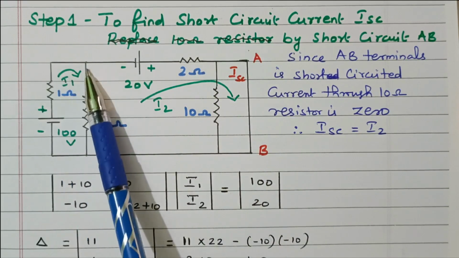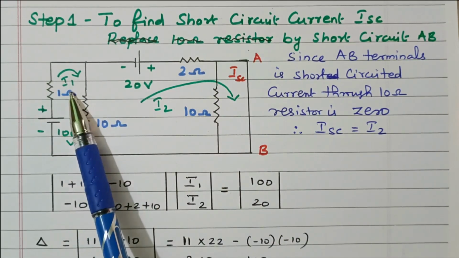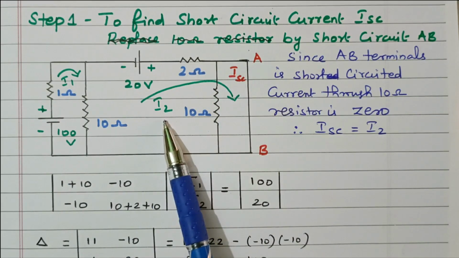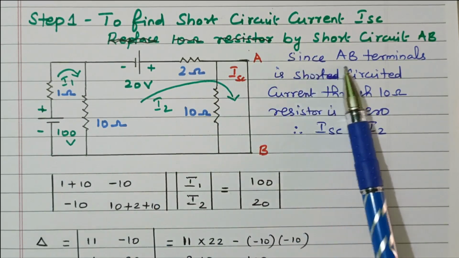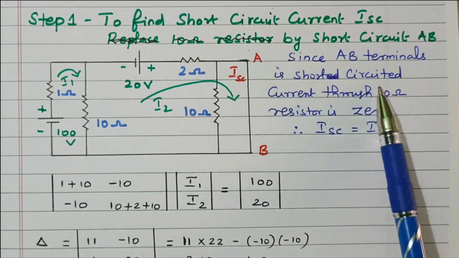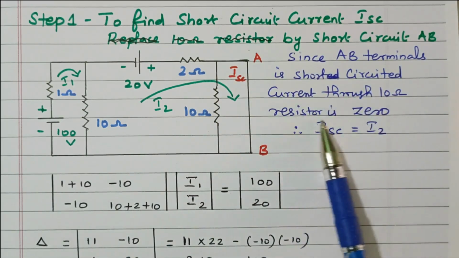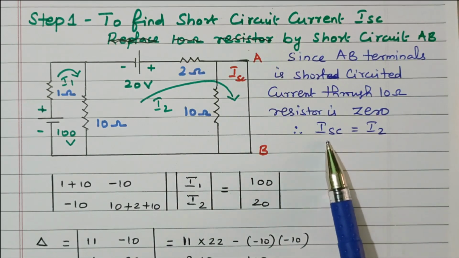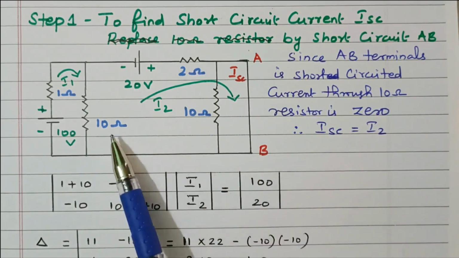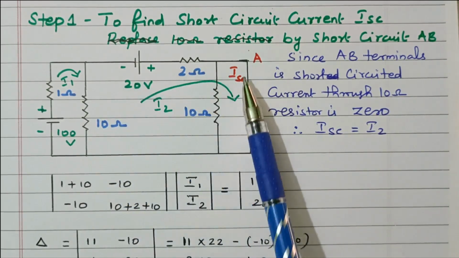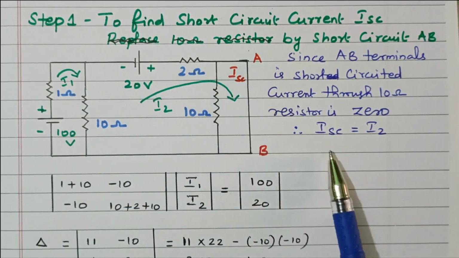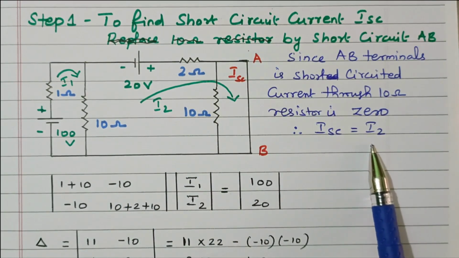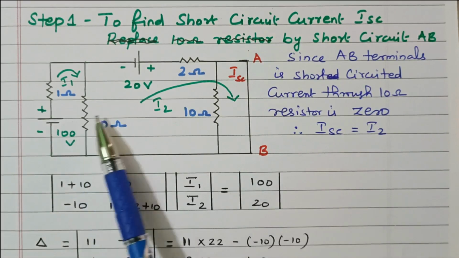This is the first loop, and the current flowing through it is I1. This is the second loop, and the current flowing through it is I2. Since the AB terminals are short circuited, the current through the 10 ohm is 0; there is no current flowing through that 10 ohm resistor. So the short circuit current ISC is the current I2 flowing through this, that is, the loop current in the second loop.